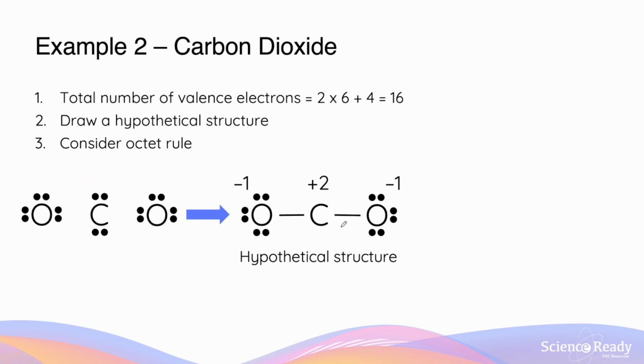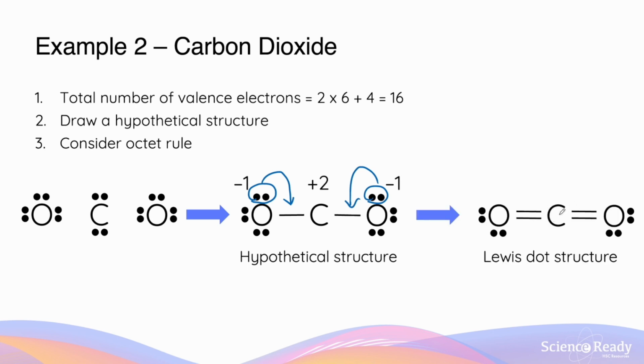So what do we do? Well, a solution to this is to move another pair of electrons to form a second bond between the carbon and oxygen atoms. And by doing so, we have a molecule whereby the carbon atom has a double bond to the 2 oxygen atoms. Let's try again.